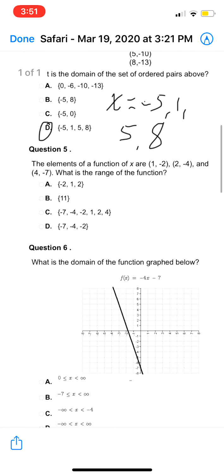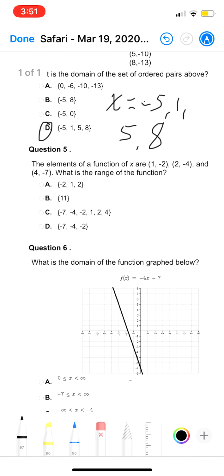I'm going to zoom out a little bit. Question 5. It asks the elements of a function of x are 1, -2, 2, -4, and 4, -7. It's asking what the range is. So basically a function is something that would pass the vertical line test. For every x value, there's a unique y value and vice versa. So the range are just your y values. So you have 3 ordered pairs. I'm writing with my finger. That's why that y looks weird.